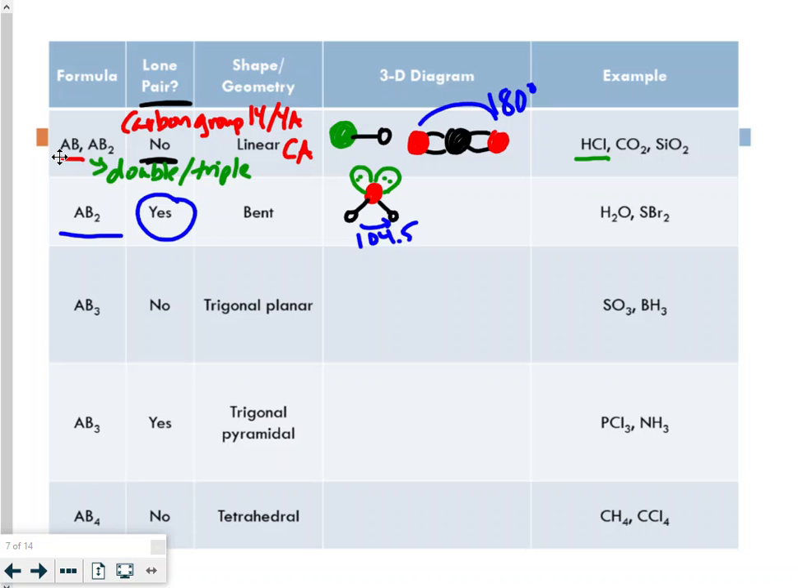This particular one has to do with boron. Remember, boron does not like to have 8 electrons. It only does 6. It is different. It is an exception to the octet rule in that respect. Boron, if it's in the center, is going to form the trigonal planar shape.